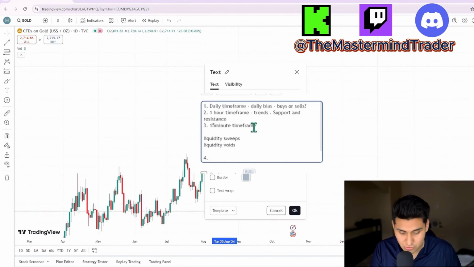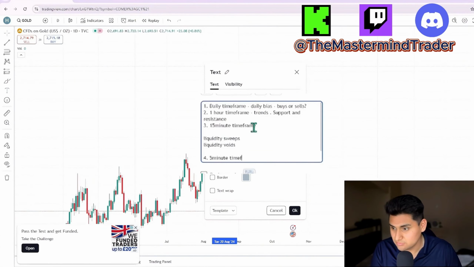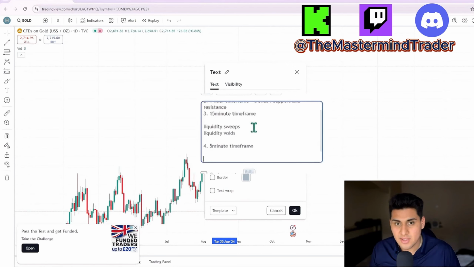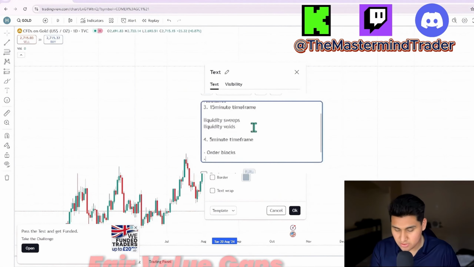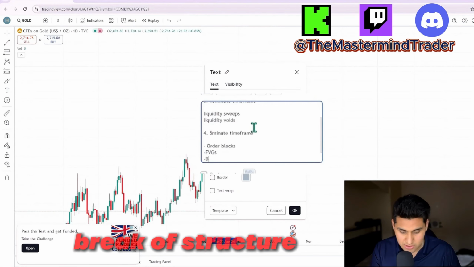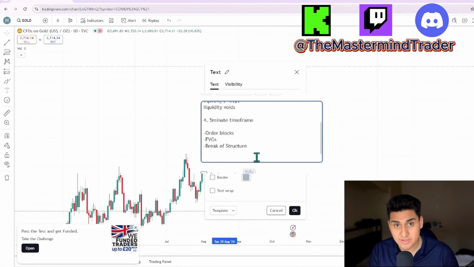Next, I go down onto the 5-minute time frame. That is where mostly I carry out all my trading, and as most day traders probably do, they either use the 5-minute or the 15-minute time frame. In the 5-minute time frame, I am looking for three things: order blocks, fair value gaps, and break of structure. And these three things will give me confluence when I come to place a buy or a sell.